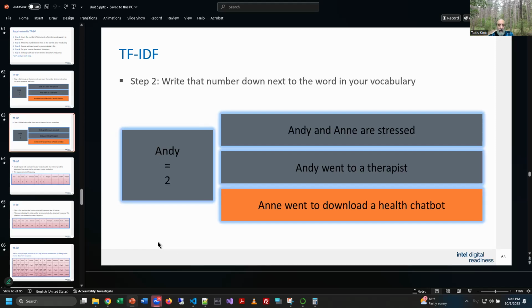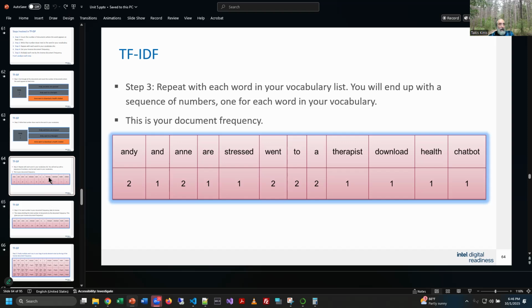Step 2, write that number down. All right, I guess we did it. Step 3, repeat that with every word in the vocabulary. So after looking at all the words and all the documents, we go through and start to score them: how many times, or in how many documents, they're appearing. And this is called the document frequency.